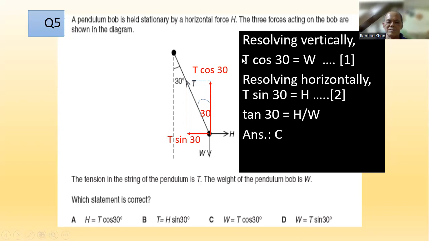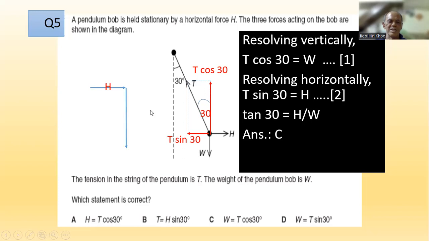These two divide. 2 divided by 1, you get tangent. T and T cancel off. So sin 30 over cos 30 is tan 30. H over W equals tan 30. So answer is C.